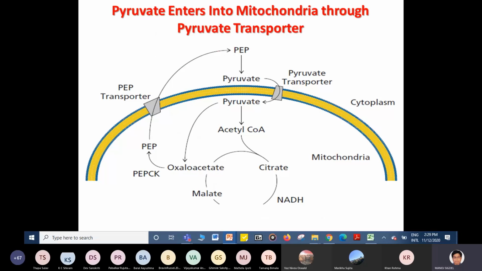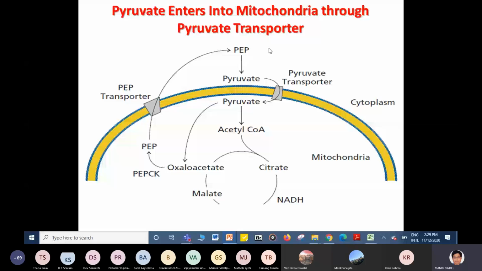This is a very simple picture. Pyruvate enters into the mitochondria through the pyruvate transporter. Why I have shown this picture is that some of you may get confused whether the pyruvate itself enters into the mitochondria or pyruvate enters after getting converted to acetyl CoA. Don't get confused. Pyruvate has a transporter known as the pyruvate transporter, and this transporter transports pyruvate into the mitochondria. Only after going into the mitochondria is this pyruvate converted to acetyl-CoA.